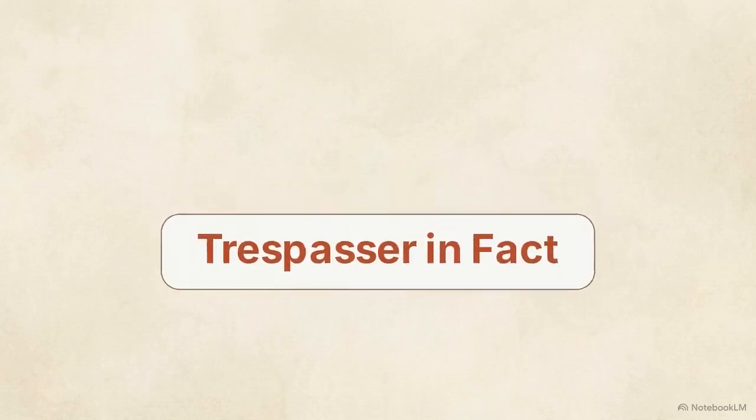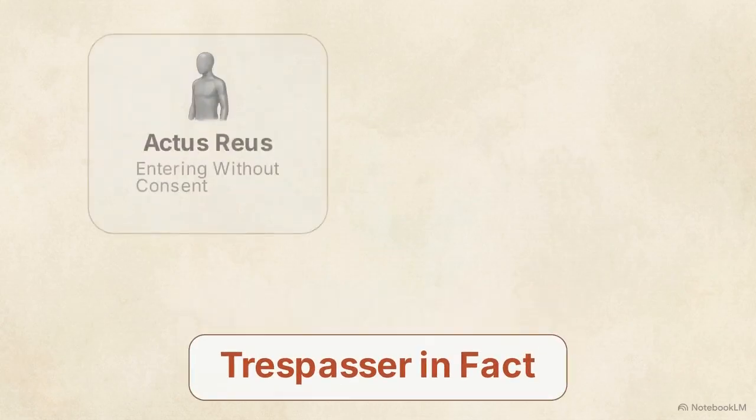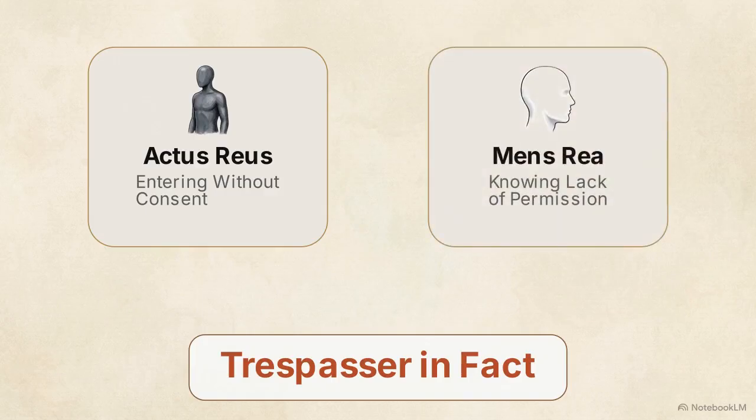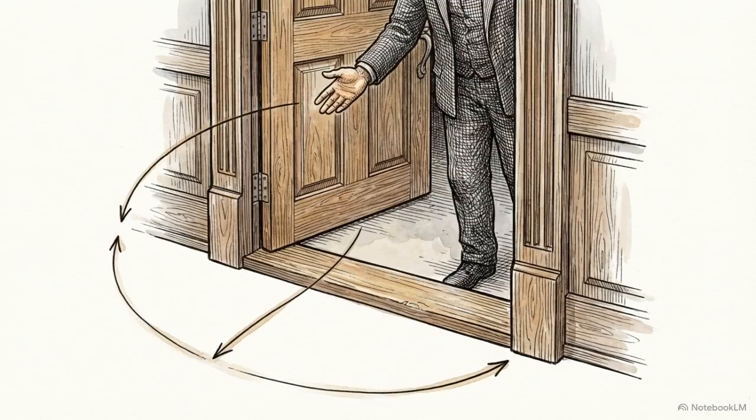Crossing a boundary is only half the equation. The defendant must be a trespasser in fact. This requires both the Actus Reus of entering without consent and the mens rea of knowing or being reckless as to the fact that they lack permission. A person explicitly invited inside can still meet this threshold.